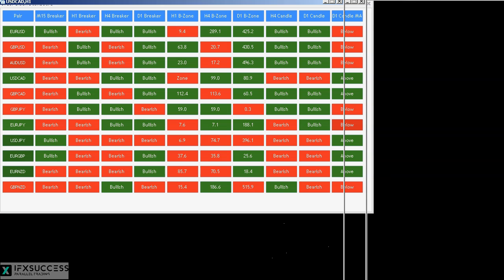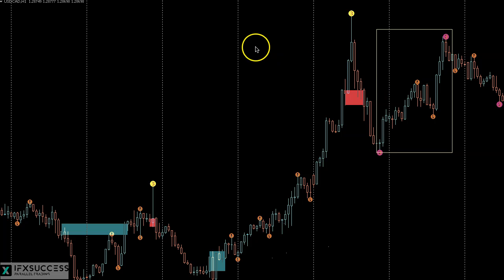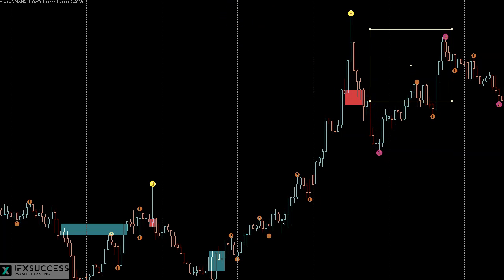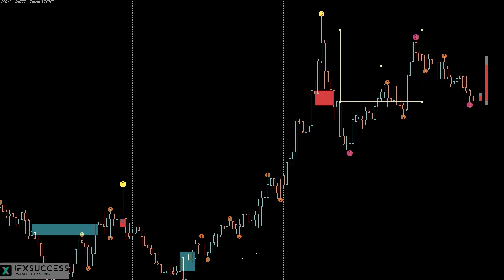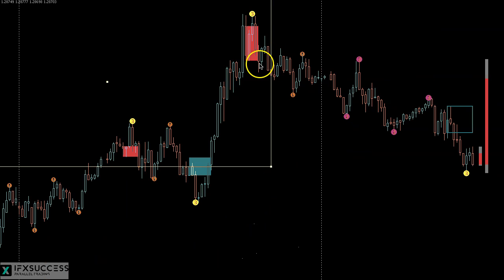So let's take a look at dollar CAD and see what it gave, right? So this is 1 hour, this is 1 hour breaker. Pretty much the market retraced back into the zone, right? To this zone over here. And this is pretty much where it is. So 15 minutes, we had a selling breaker over here. It worked out very nicely.